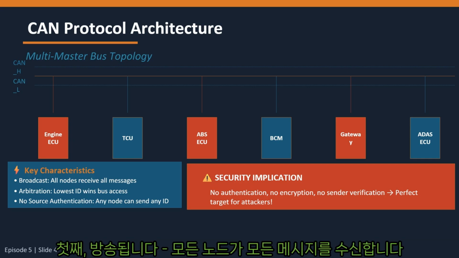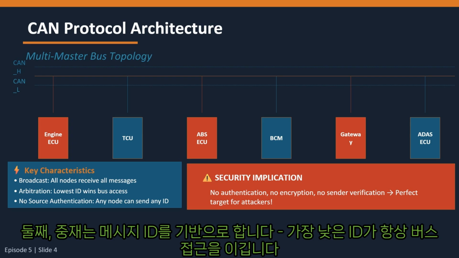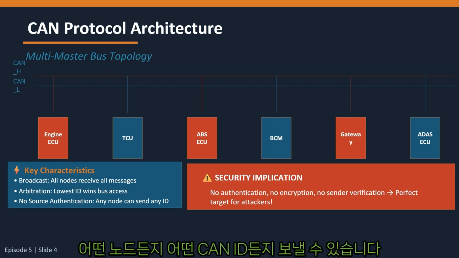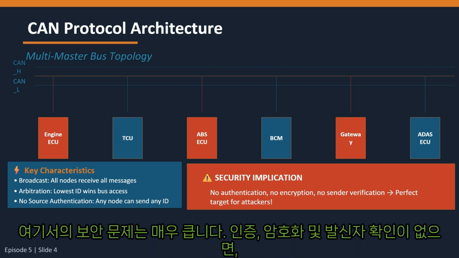First, it's broadcast. All nodes receive all messages. Second, arbitration is based on message ID. The lowest ID always wins bus access. Third, and this is critical, there's no source authentication. Any node can send any CAN ID. The security implication here is huge.